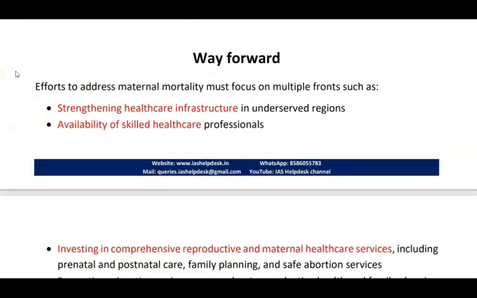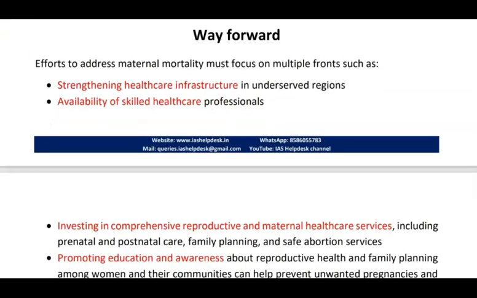So, what we have seen is, despite notable progress in recent years, the country continues to face challenges in ensuring safe and healthy pregnancies for women. So, what are the efforts that can be taken and addressed to have a better maternal mortality? Now, let's focus on some ways forward. So, the first would be strengthening the healthcare infrastructure, especially in states like Madhya Pradesh and Uttar Pradesh, where we saw the maternal mortality ratio, the number of deaths, is very high.